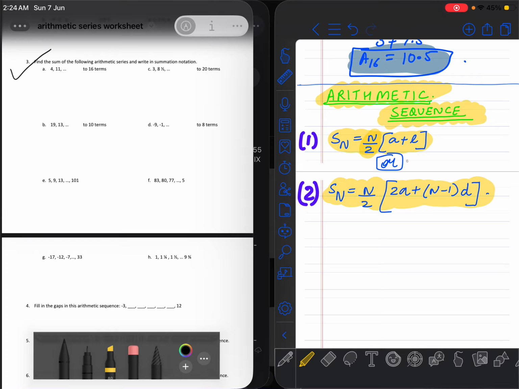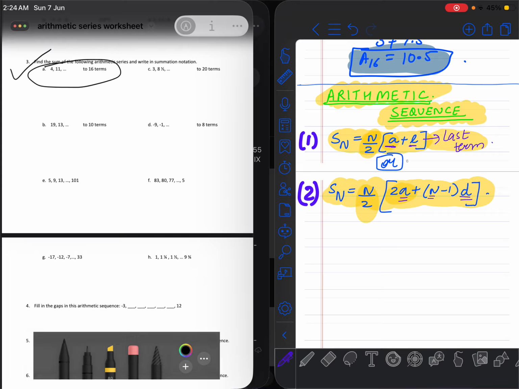If we are just calculating the general rule, we don't put the value for n. Here a is the first term, L means the last term. If the first term and last term are given, use this formula; otherwise use n by 2 into 2a plus n minus 1 d. a is the first term, n is the position of the term, and d means common difference.